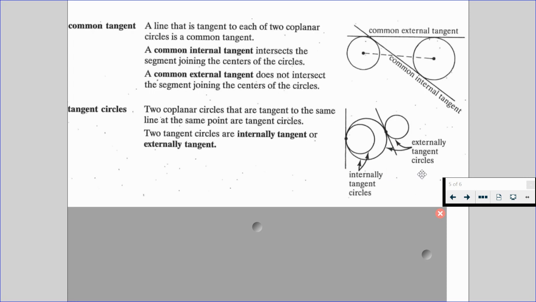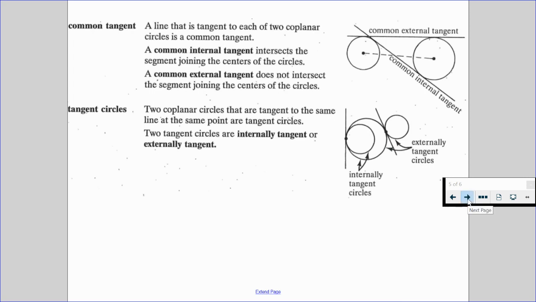Now we have externally tangent circles, which are this circle on the right-hand side and the bigger circle on the left-hand side. They're on opposite sides of that tangent line, so they're externally tangent. If they're on the same side of the tangent line and one of the circles is inside the other, they're internally tangent circles. If we have two circles on opposite sides of a tangent line, they are externally tangent circles.